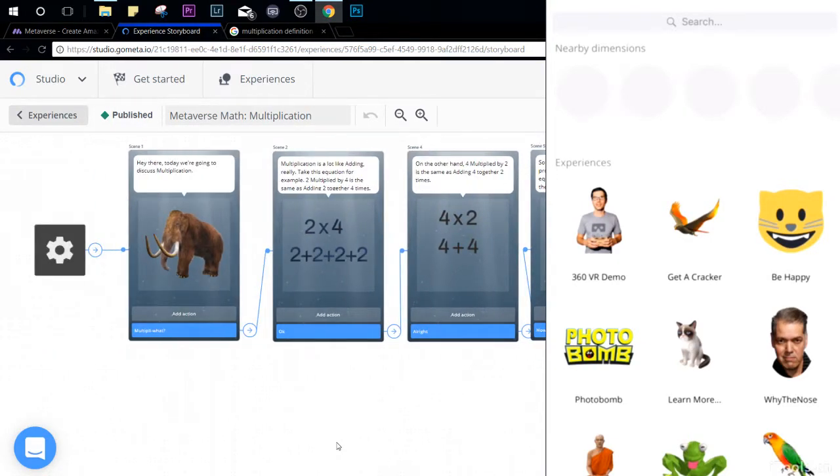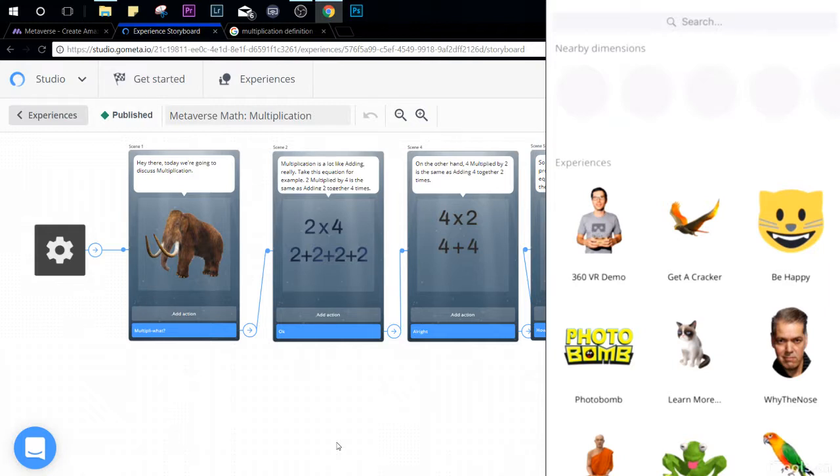Oh, hey everybody. So, welcome to the next episode of the Metaverse series. This in particular is the math series. I'm going to be teaching different mathematical concepts here. And so, with this episode, we're doing multiplication.